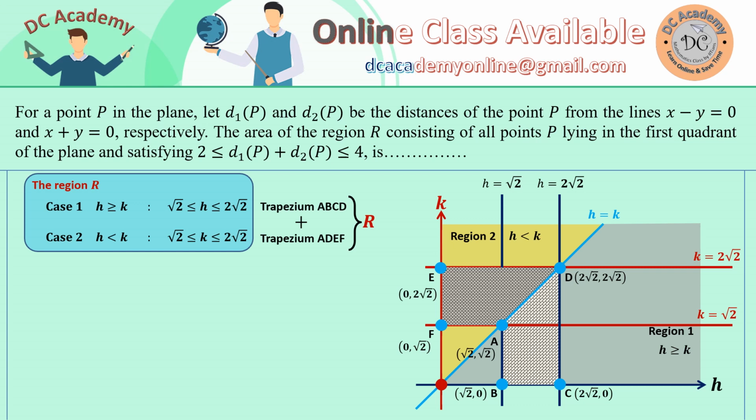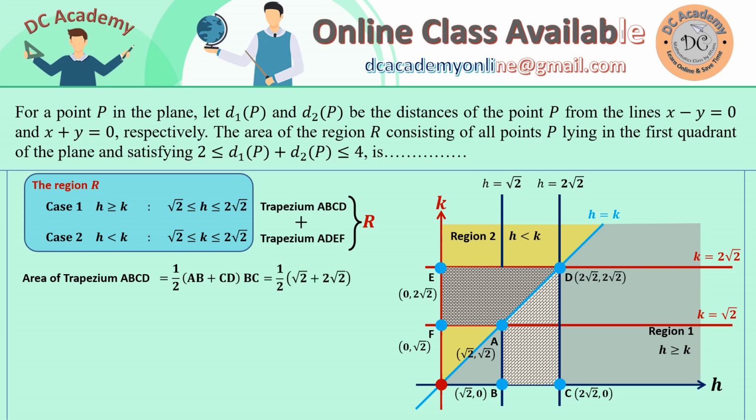Now our job is to find this area. How do we go ahead and find these areas? We know the area of the trapezium is one half of the sum of the parallel sides multiplied by the height. So the area of the trapezium ABCD will be 1 by 2 times (AB plus CD) multiplied by BC. From these coordinates we can find all those values. Here AB is equal to root 2, CD is equal to 2 root 2, and BC is definitely 2 root 2. So we can find that this area is 3 units.